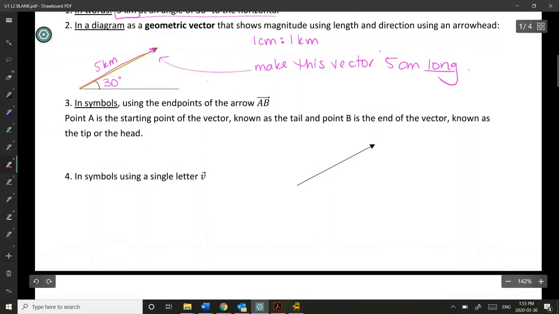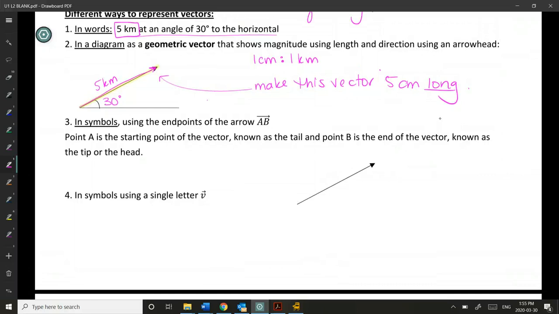Okay, so we can also express vectors in symbols. There are two ways that we use symbols for vectors. One of them is the tip to tail notation, where we label a starting point and an ending point. Point A would be considered the tail of the vector, so we would call this A, and point B would be considered the tip or the head of the vector, and that will always have an arrow on it indicating the direction that the vector is going in. And we would call this vector AB.